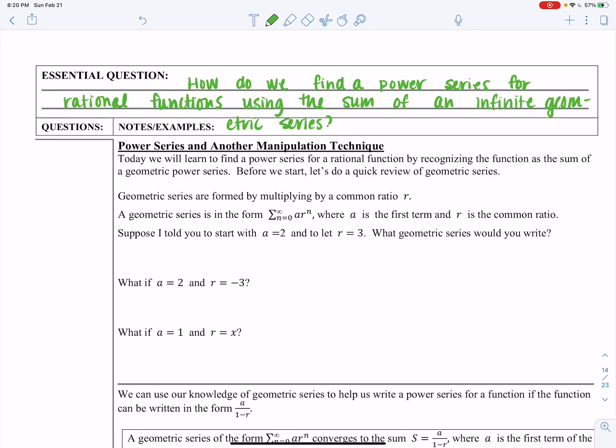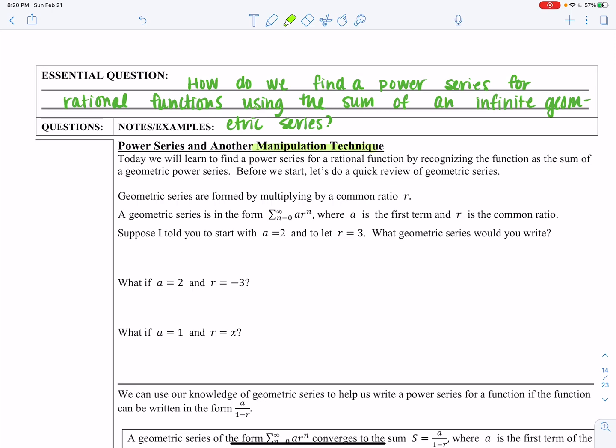So we've talked about specific manipulations that you can do with series, and we've taken derivatives of series, we've integrated series, we have plugged in variables into series, we've multiplied by variables within a series. But there's another cool manipulation technique that I love and is probably one of my favorite manipulations. And that is where we can turn a rational function into a geometric series.